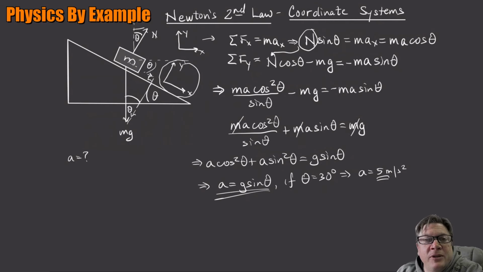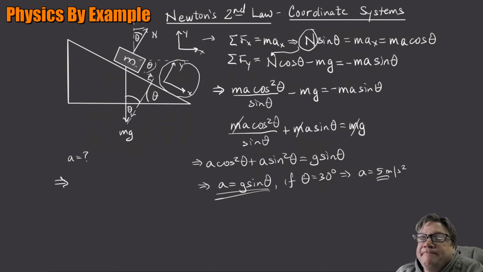And the rule is, how do you know how to twist it? The rule is make x be in the direction that the thing is accelerating. In other words, make x down the plane. It's going to accelerate down the plane. So let's make x our direction of acceleration.